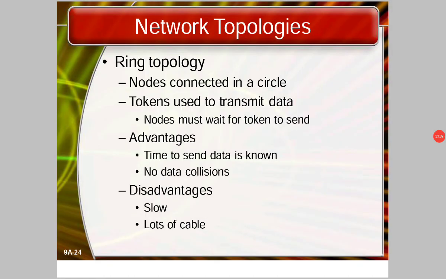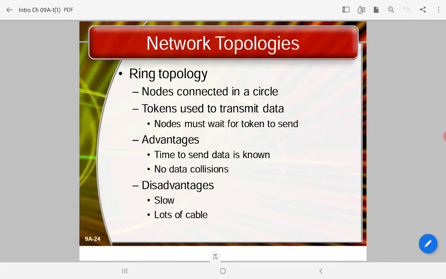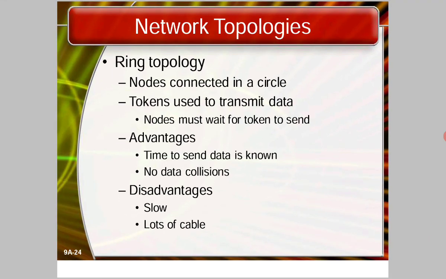Ring topology means nodes are connected and formed in a ring, and tokens are used to transmit data. Nodes must wait for a token to send. Advantages: time to send data is known, and no data collisions. Disadvantage: it is slow and a lot of cable is required.